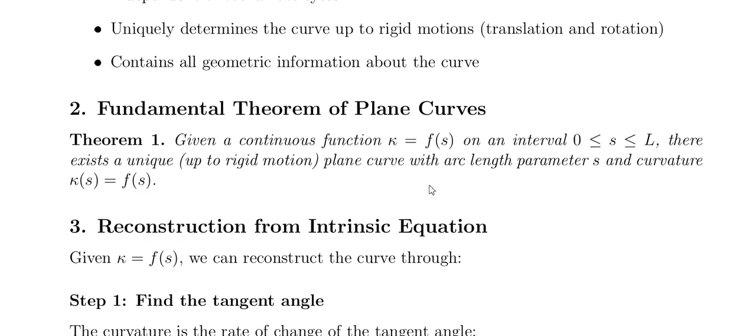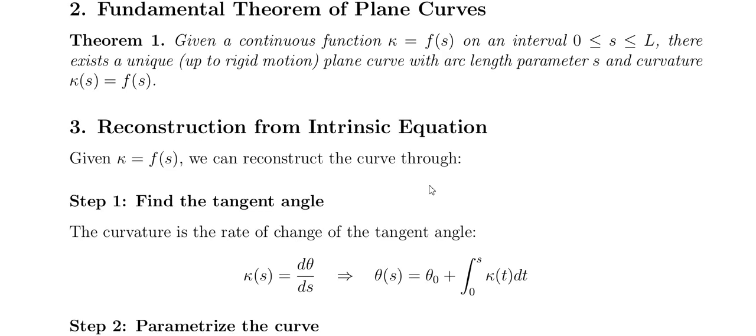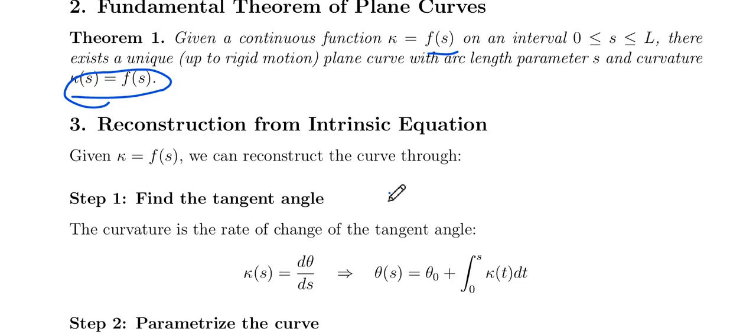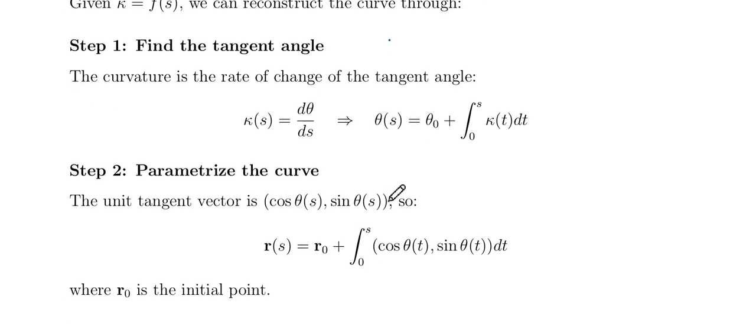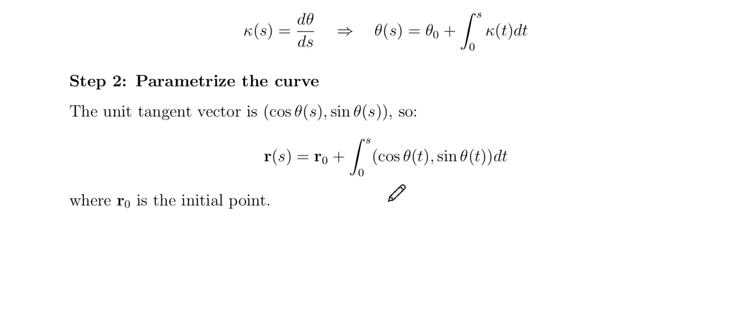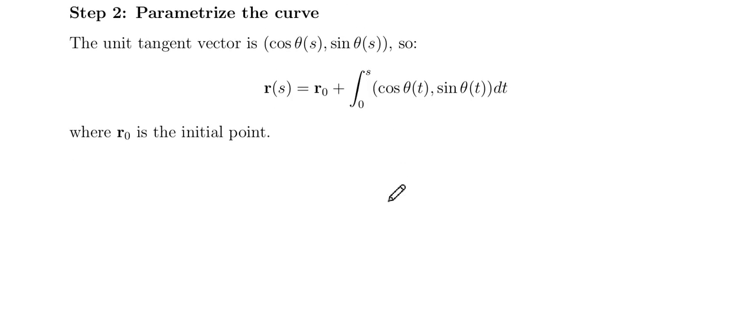Now about the fundamental theorem: given a continuous function kappa equal to f of s on an interval 0 less than or equal to s less than or equal to l, there exists a unique plane curve with arc length parameter s whose curvature kappa of s equals f of s. This is the fundamental theorem. The curvature is the rate of change of the tangent angle, so from this we get this one.